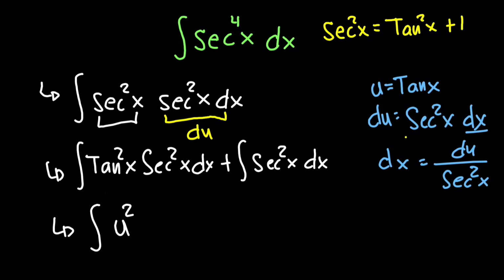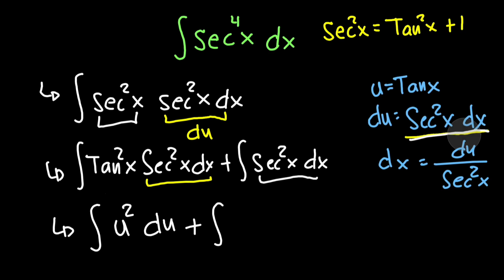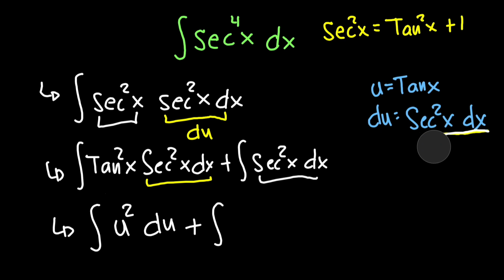And now you can see here, that's why I called this du earlier. Du right here is equal to sec²x dx. So as you can see here, it is similar. So this would be multiplied by du plus the integral of sec²x dx. This is also equal to du. So I just realized this is not necessary because it was given right here now. So this is also equal to du.